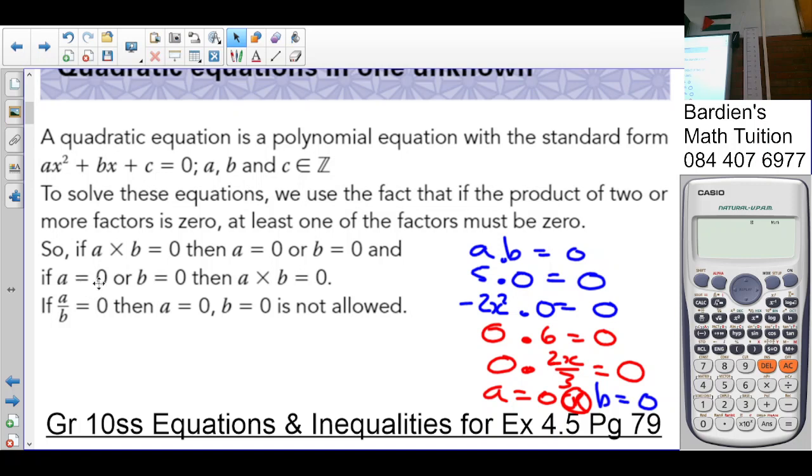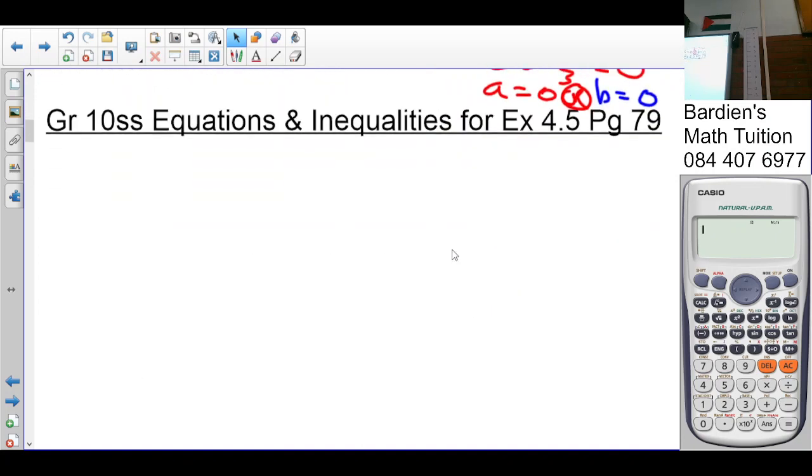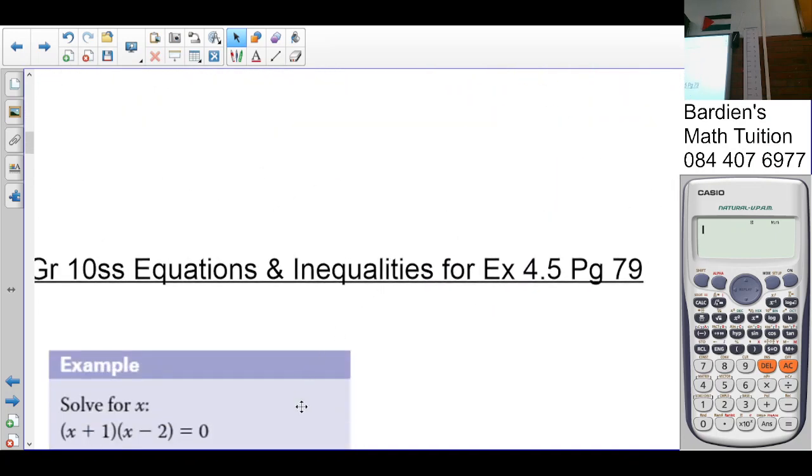Then we are told if a is equal to 0 or b is equal to 0, then a times b is 0. If a over b is equal to 0, then a is equal to 0, but b equal to 0 is not allowed, because otherwise the sum will be undefined. That is why when I drew that fraction on that side, I think it was 2 over x, I removed it, because there's an extra clause there, that the denominator should never be equal to 0.